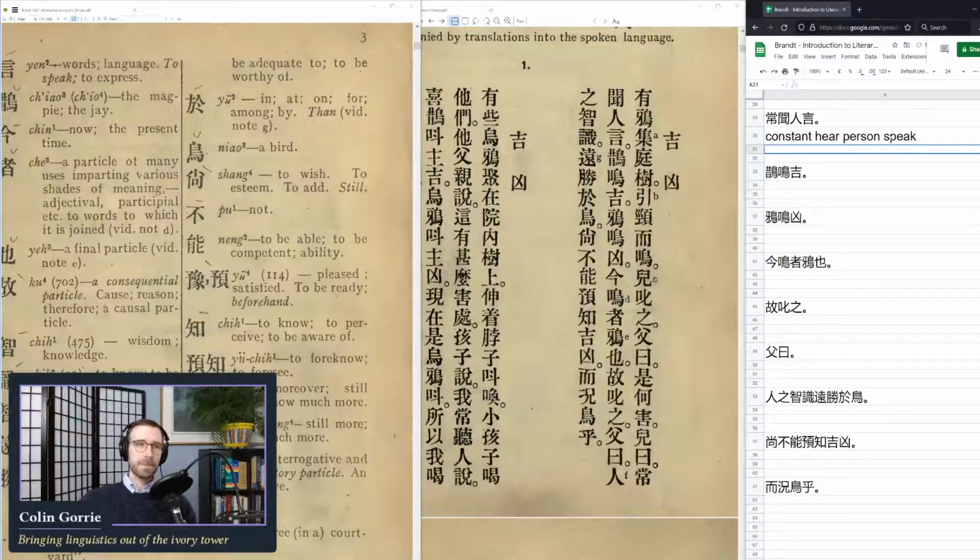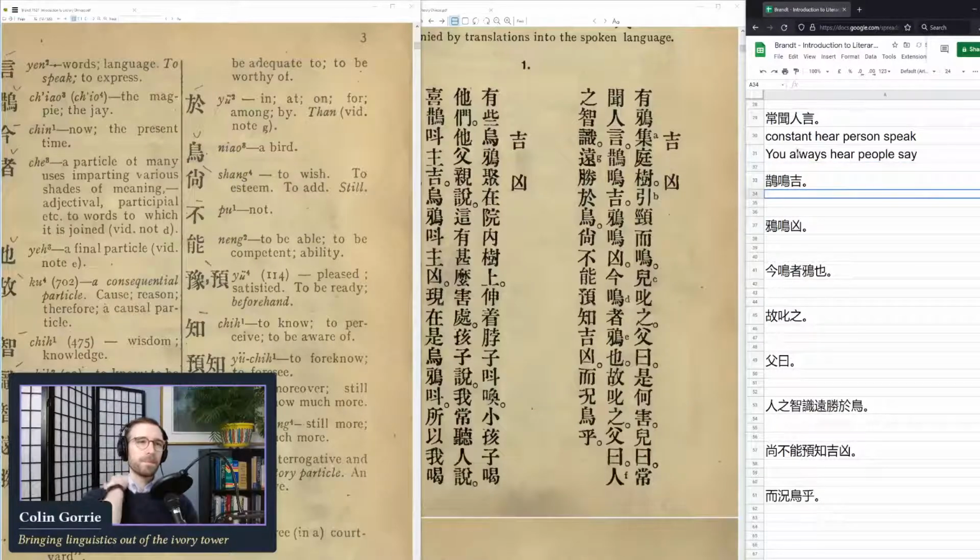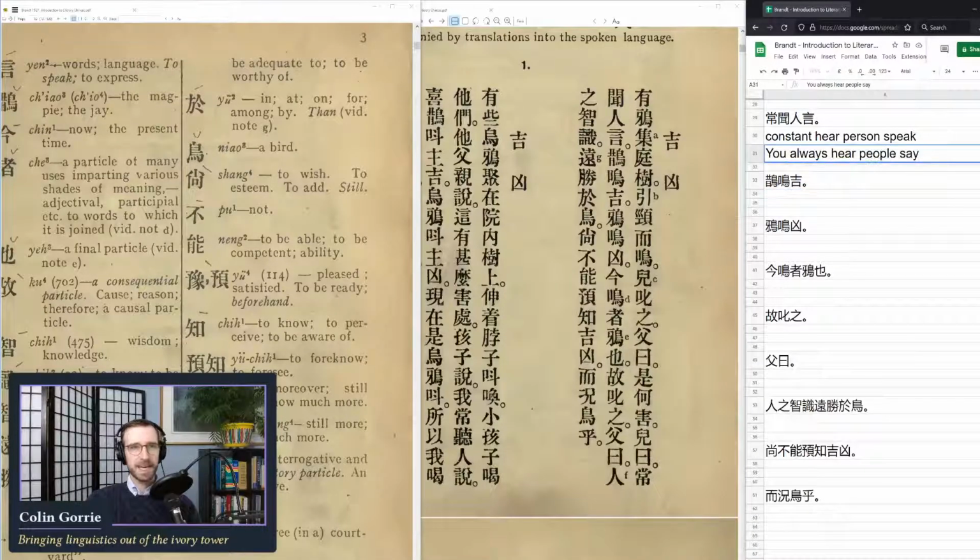Speak. So, constant here, person speak. To translate this, I think I would say something like, you always hear people say. Although I like the flavor of this translation, constant. But I think this is more, you always hear people say. And we're given a sentence break, but I think in English we would leave that as one sentence.